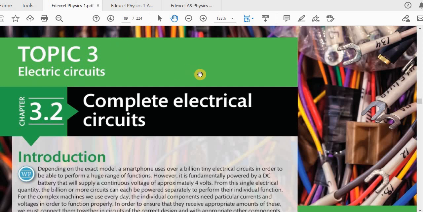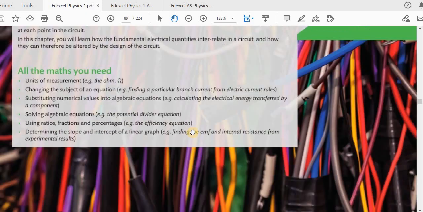Previously we completed chapter 3.1. Now we will start chapter 3.2, which is complete electrical circuits.